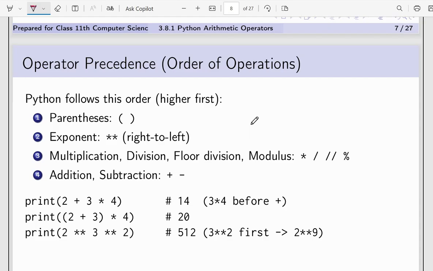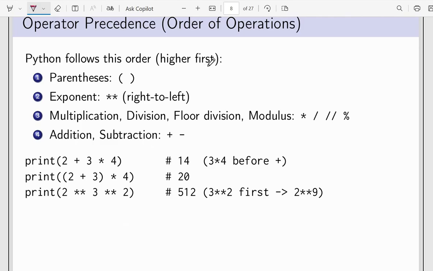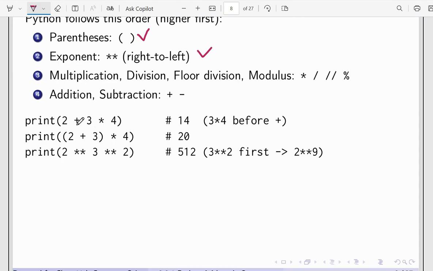Operator precedence means order of operation. Python follows this order. First of all, it solves the parentheses. Then exponential, right to left. Then multiplication, division, floor division, modulus, like that. Then addition and subtraction. For 2 plus 3 times 4, first it will solve 3 times 4, which is 12, plus 2. The answer is 14. With brackets, (2 plus 3) times 4, it will first solve the bracket, 3 plus 2 is 5, and 5 times 4 equals 20.